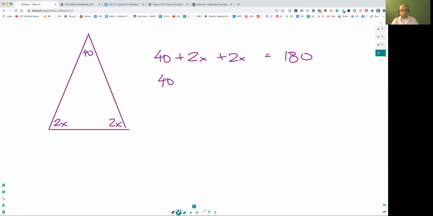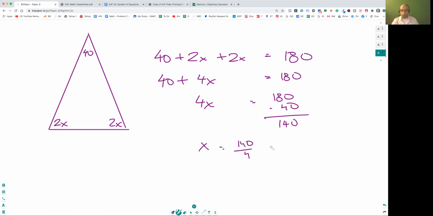So 40 plus, just group them together, you get 4x is equal to 180. So 4x is equal to 180 minus 40, which is 140, right? And so x is equal to 140 over 4, which is 70 over 2, which is 35. Okay, so x is 35.